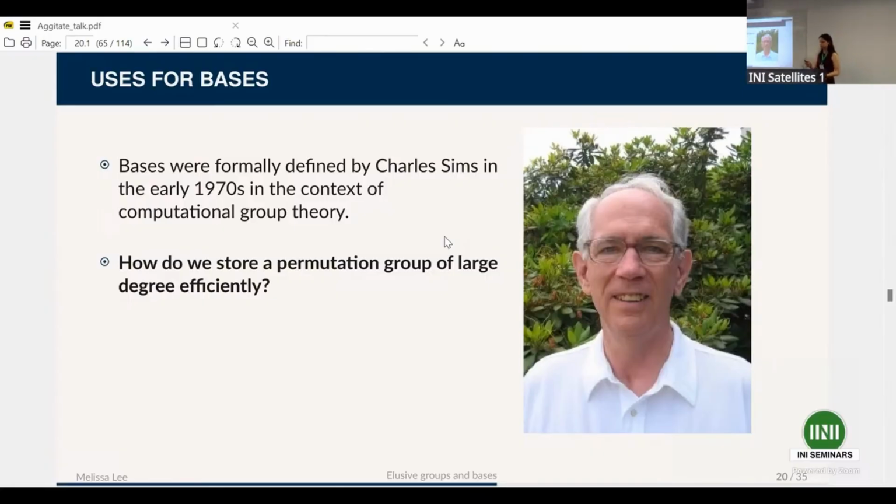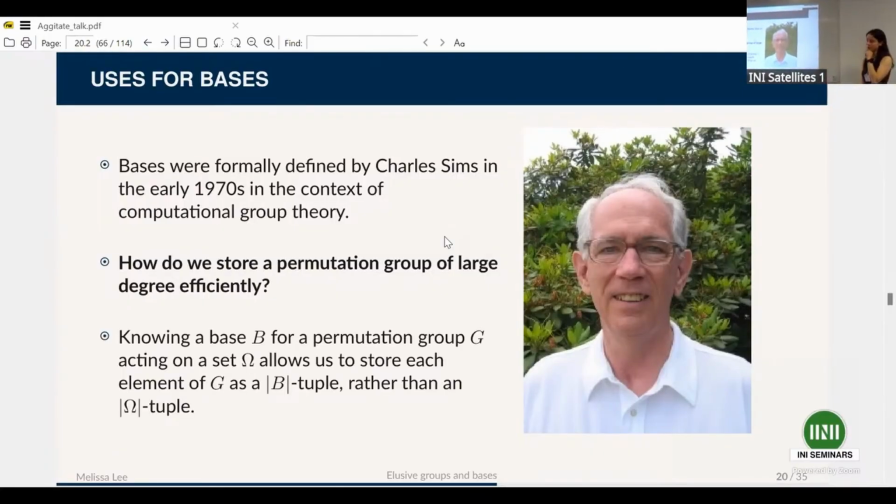store each permutation. So bases afford us an efficient way of being able to store permutations of large degree, because it turns out that knowing a base for your permutation group allows you to easily determine whether two permutations are the same based on where they send a base. Okay, so you could store a permutation as a tuple that's the length of the size of a base, just saying where you send the base points, rather than this enormous tuple telling me where you send every point. Okay, so that's one of the reasons why we're interested in small bases.